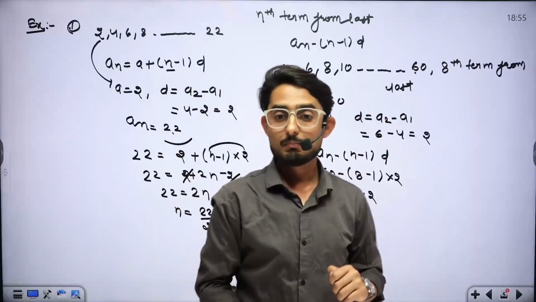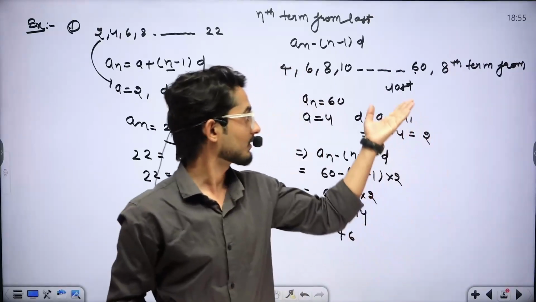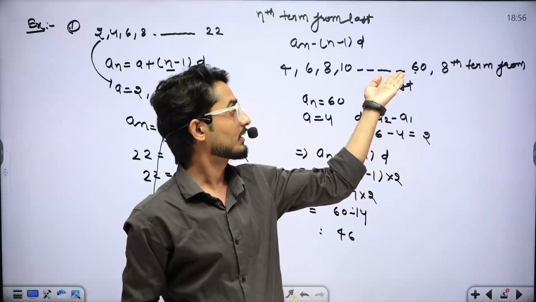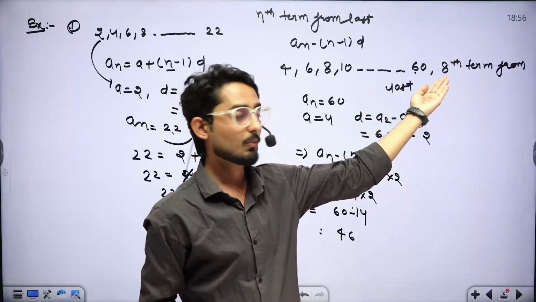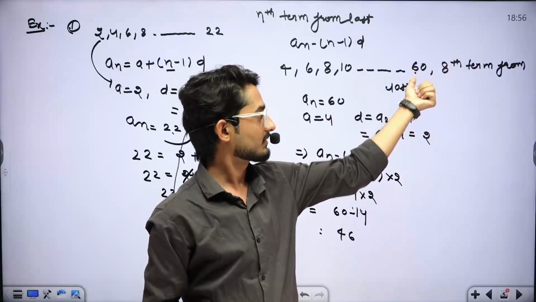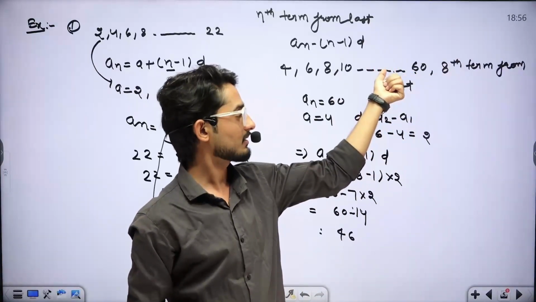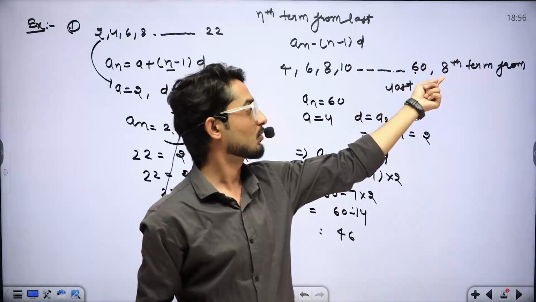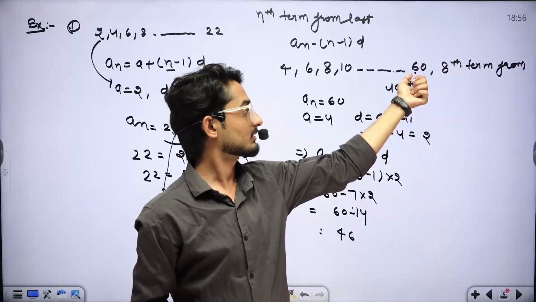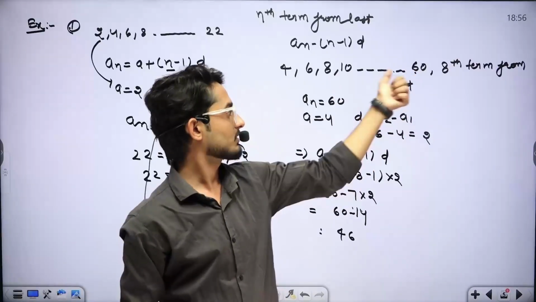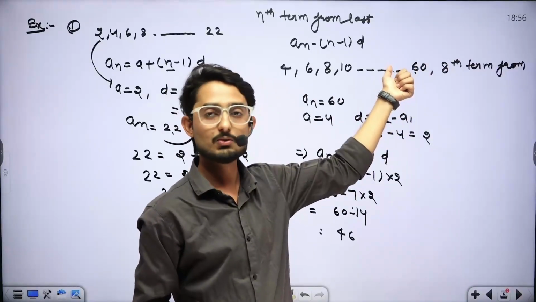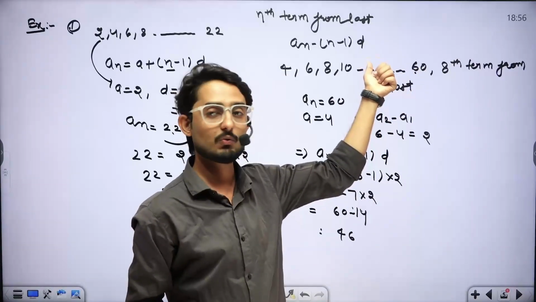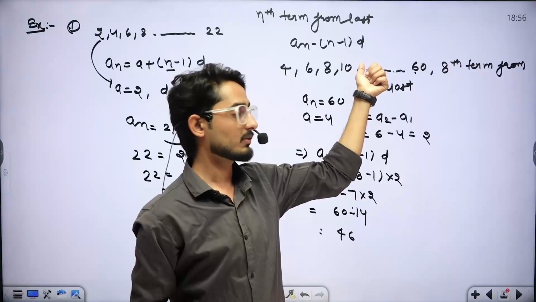You can find by using your mind also. This is a 60. When you go one step backward, you will get the second term from last, because this is the last term. Second term from last, third term from last, fourth, fifth, sixth term from last, and then you will go on to the 8th term from last. So subtracting, the common difference is 2. 60 minus 2 you will get 58. Then 58 minus 2 you will get 56. 56 minus 2 you will get 54. Then you will also subtract 2.